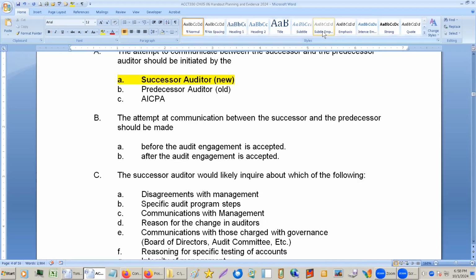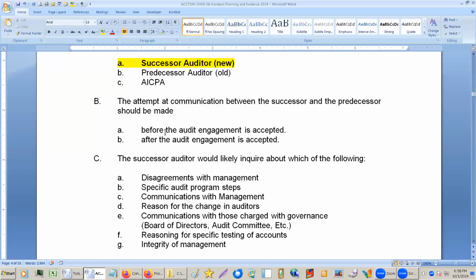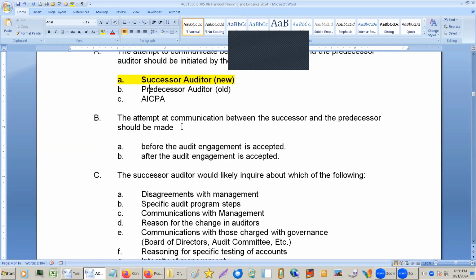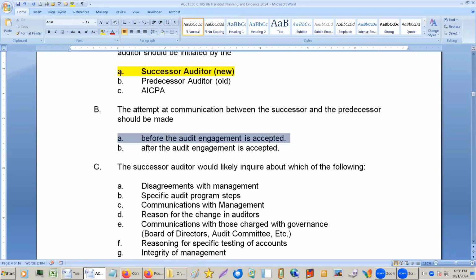And by the way, this is confidential information that they have, so they also have to get cleared by the client. So the predecessor auditor will say, yeah, I'll talk to you about them, but you need to get there's a standard form for clearing it, so that you can talk with the predecessor auditor. But the successor auditor has to get that. All right. The communication between the successor and predecessor should be made before or after? Before. Yep.